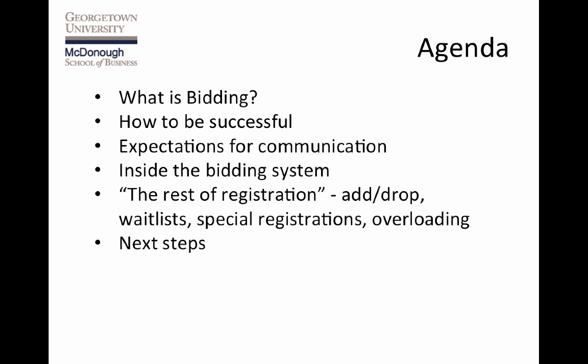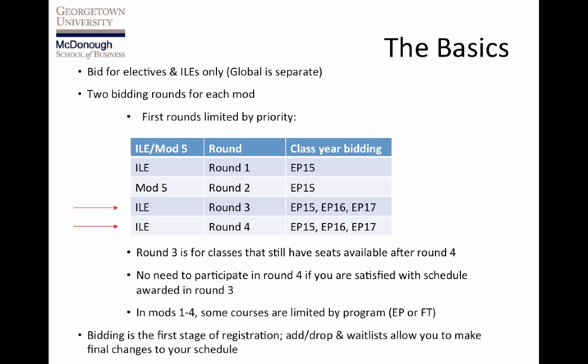Today I'll be going over what bidding is, how to be successful in bidding, expectations for communication from the program office around bidding and registration, the bidding system and how to use it, and the rest of registration: add/drop, waiting list, special registrations, and overloading. And then next steps to think about as you plan out the courses you're going to bid for and register for.